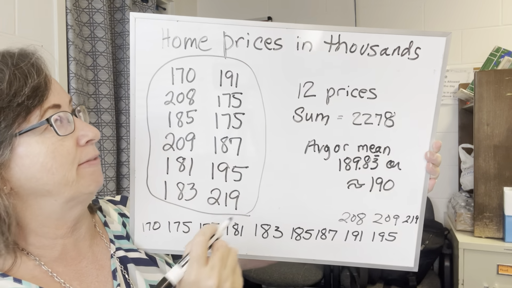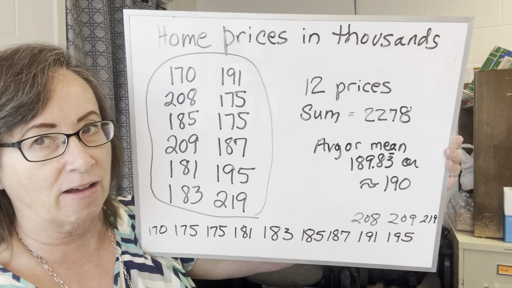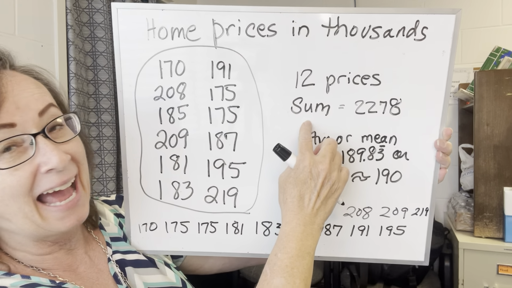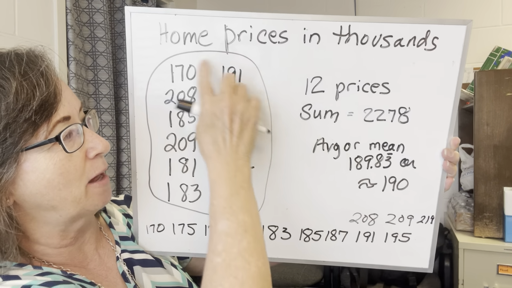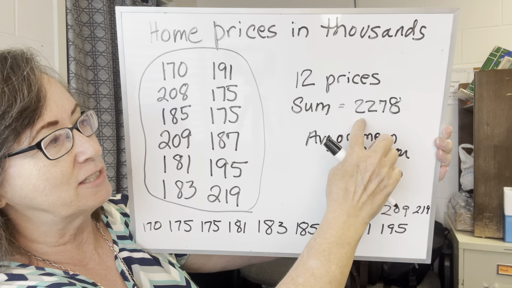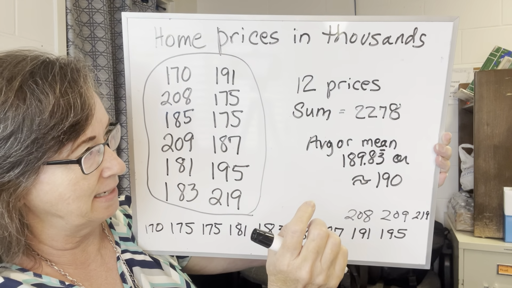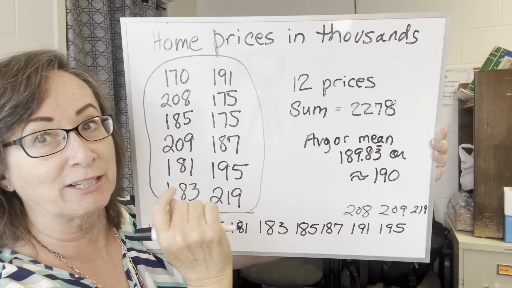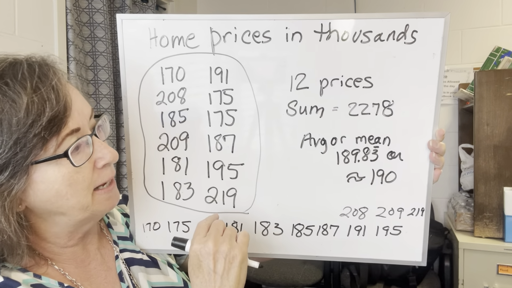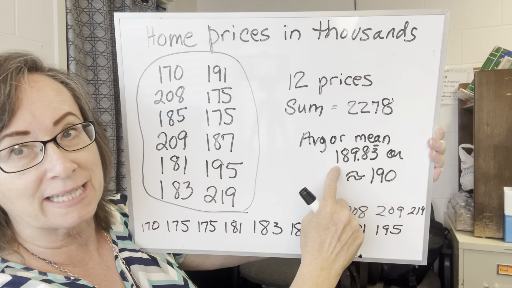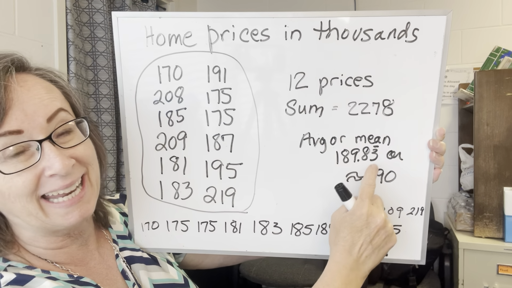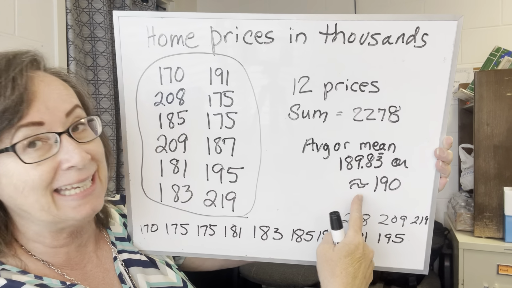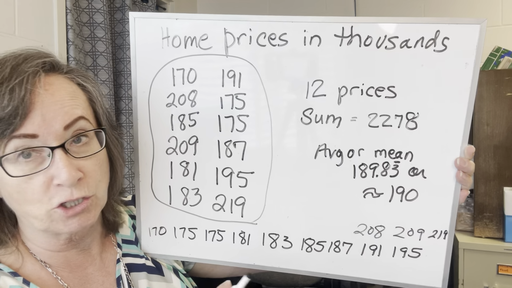And remember, these are all in thousands, so that's $170,000. And here is your 12 prices. I added them all for you. The sum of all of these up is 2,278. So to find the average, we would take 2,278 and divide by 12 because there were 12 items. And the average or the mean turns out to be 189.83, repeating, which is approximately $190,000, which is what your book said.